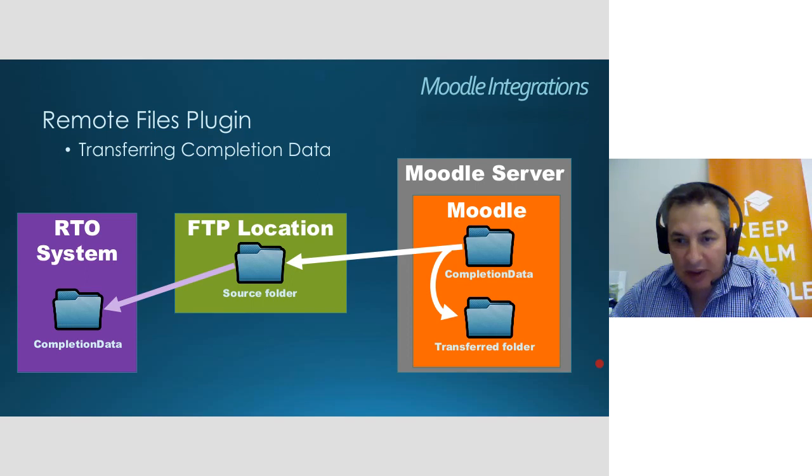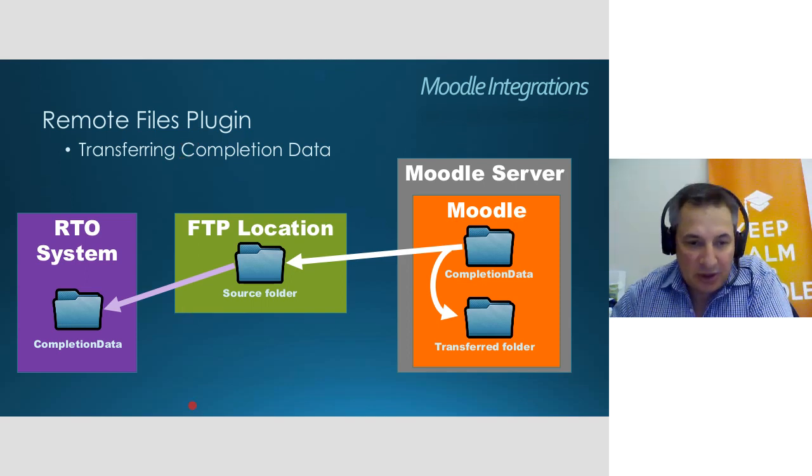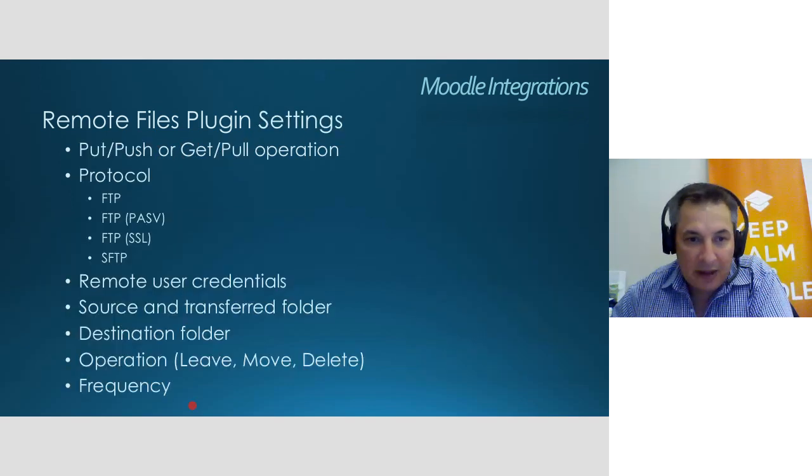Trish, can it be one way? Yes, of course, and I forgot to mention it. Yes, it can be one way, and I'll come to that in a sec. Whenever we create a remote files plugin record, we have the following settings. We say whether we are putting or pushing information into the folder, or getting information from that folder. And then obviously we need to talk about what type of protocol we're going to use.